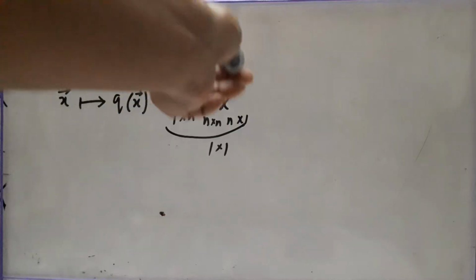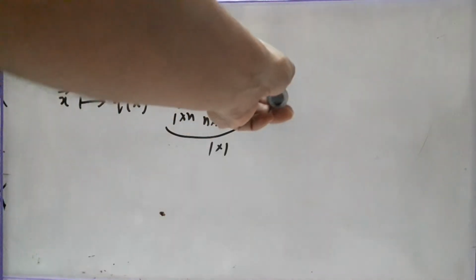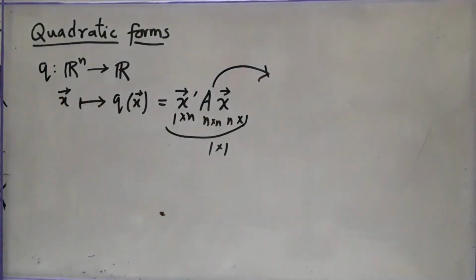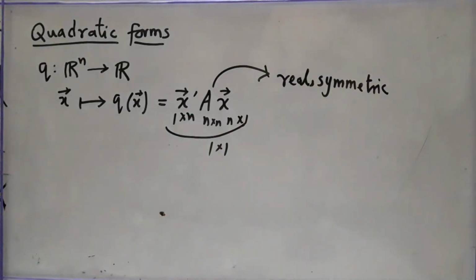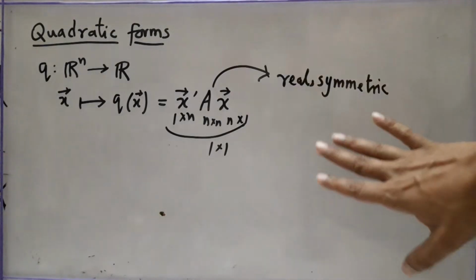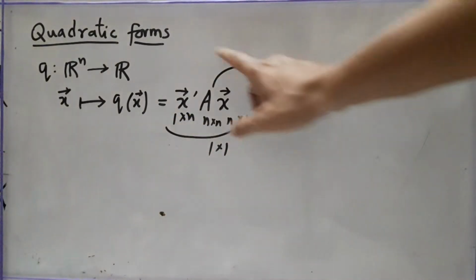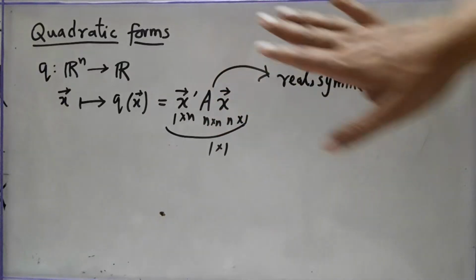Now here we shall put the further restriction that this matrix A will be a real symmetric matrix. We have already seen how such forms occur when we deal with variances. So in this and the next video we shall discuss distributions of such things.